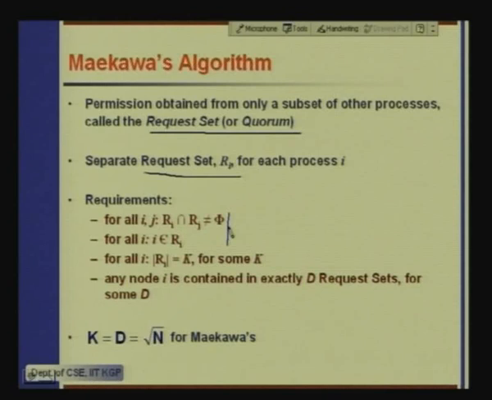Sir, what is the criteria to select this subset for a particular i and j? There is no particular criteria. The only thing that we want to make sure is that every node will have to take permission from root n number of other nodes, and every node will participate in the arbitration of root n number of processes.